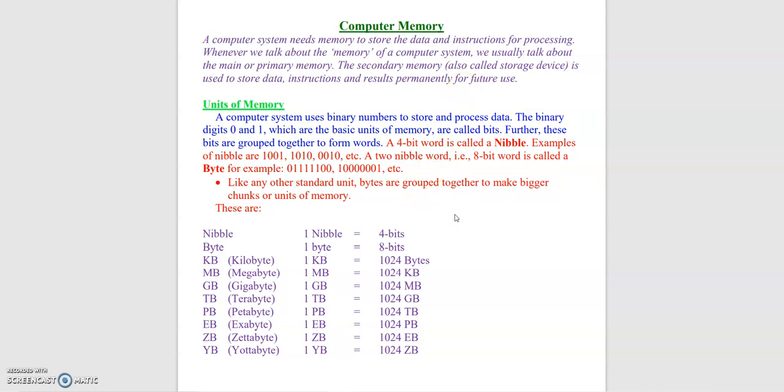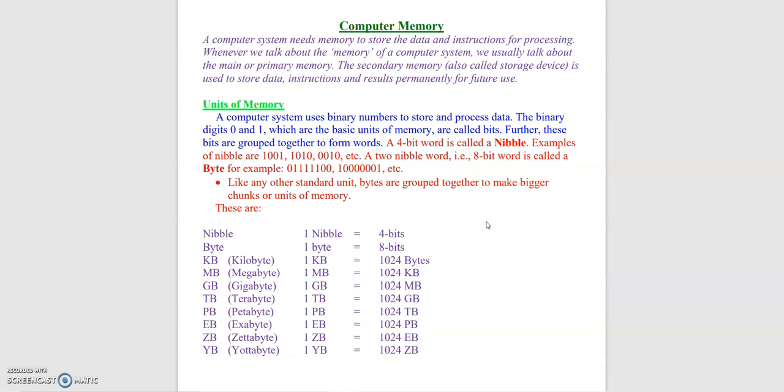You see, for length we have meters, centimeters. Then when we are measuring our weight, we have kilograms, grams. Likewise, for units of memory also, we have different sizes. A computer system uses binary numbers to store and process data. Now, we have something called binary numbers. Binary numbers are zeros and ones. Why does a computer system need binary numbers? That is because a computer understands only binary language.